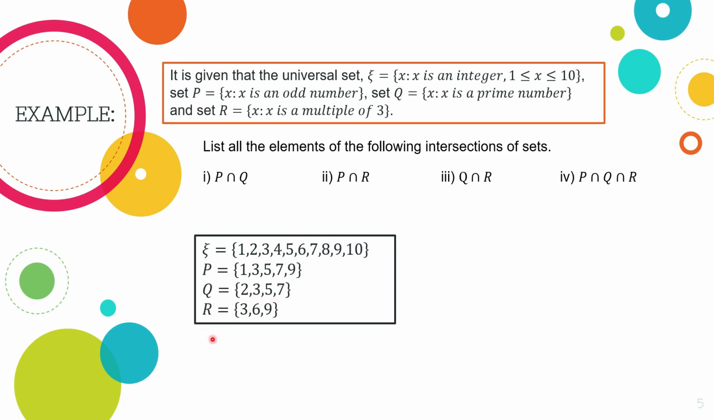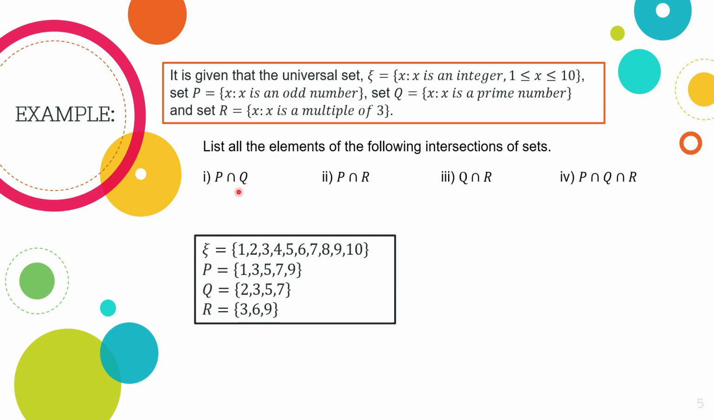Now for set R. Set R is a multiple of 3. X is a multiple of 3. So the elements of set R are 3, 6, 9. Okay, first we list down the elements for each set. Now we try to solve the first question.